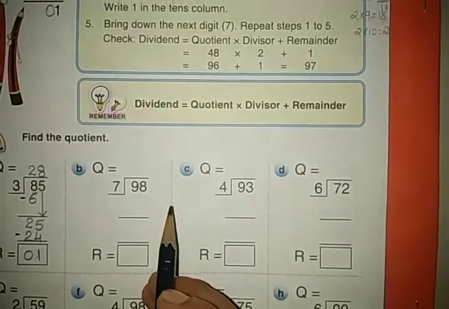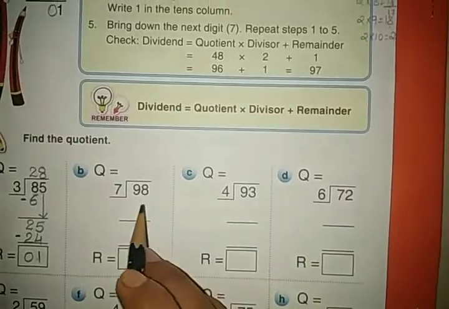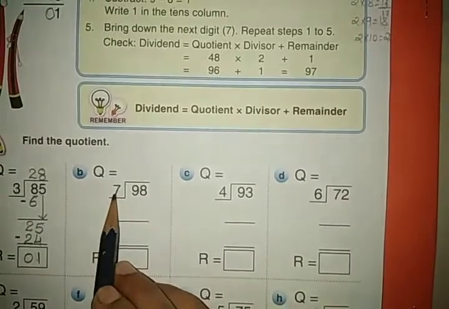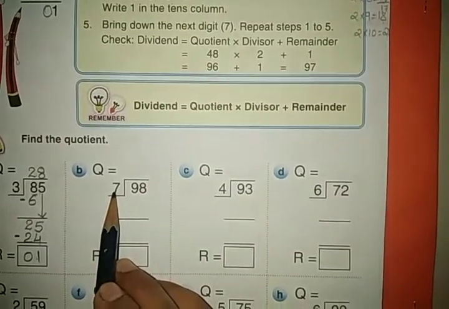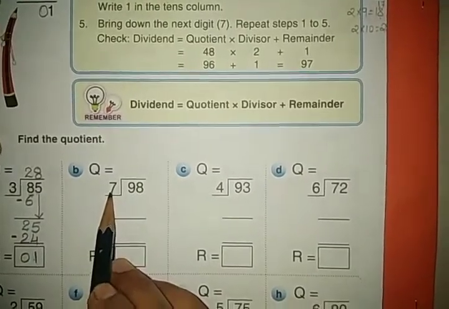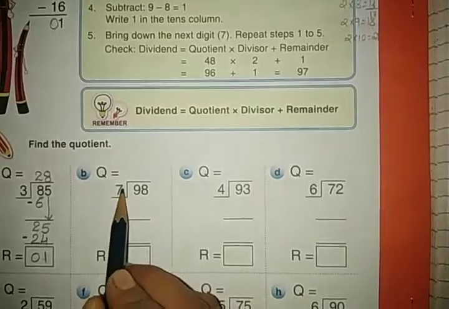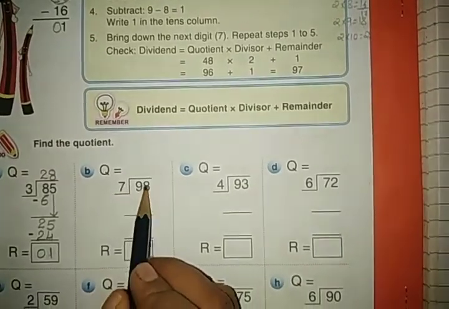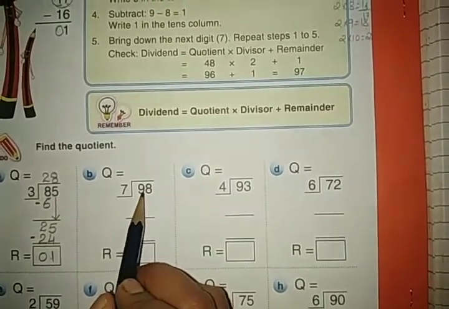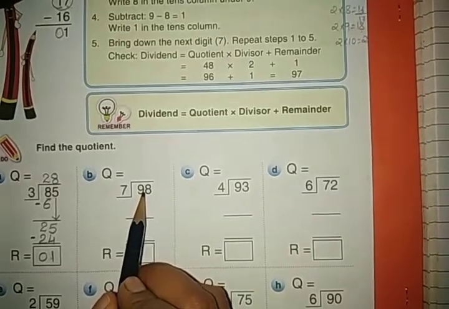Now one more sum we will solve. They have given 7 in the divisor place. Write down the 7 table first. First you need to compare the numbers. 7 tens are 70 is the last number and 98 is there. 98 is bigger than 70.